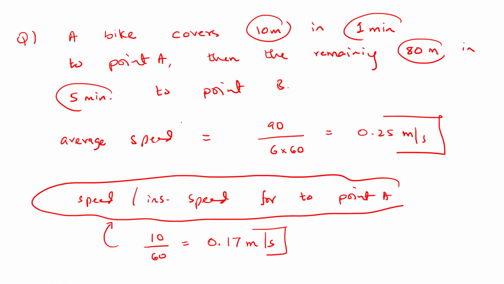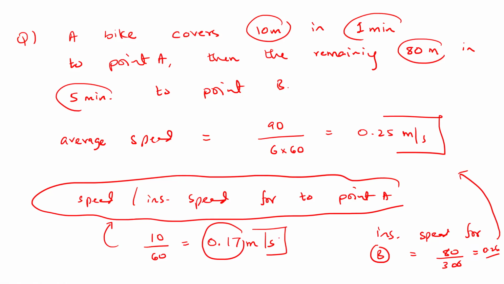Now, the same can be done for point B. What's the instantaneous speed for B? So how would we do this? That's 80 divided by 5 into 60. That's 300. So 80 divided by 300 is 0.26, right? Now, if you take the average of these two, 0.17 and 0.26, it is not going to be the average speed. That's what the examiner is going to ask. Do you guys get this part? Yes. Both of you? Yeah.